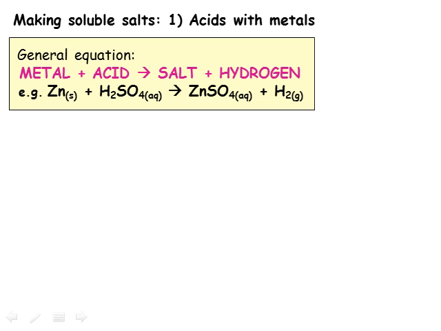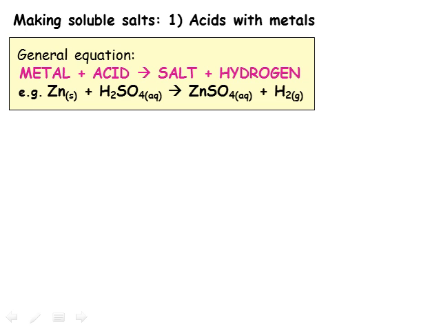Soluble salts are made in a variety of different ways, using reactions with acids to produce a solution of the salt from which crystals can be obtained. The first method we're going to look at is the direct reaction between an acid and a metal.